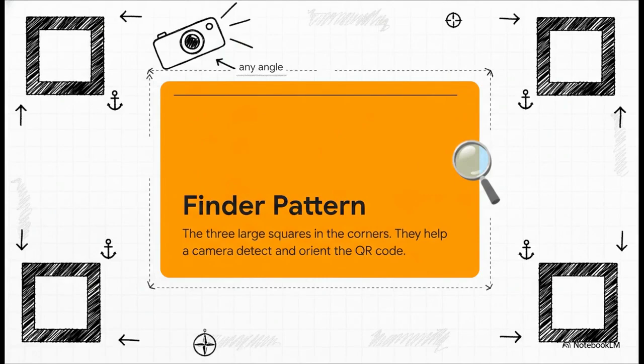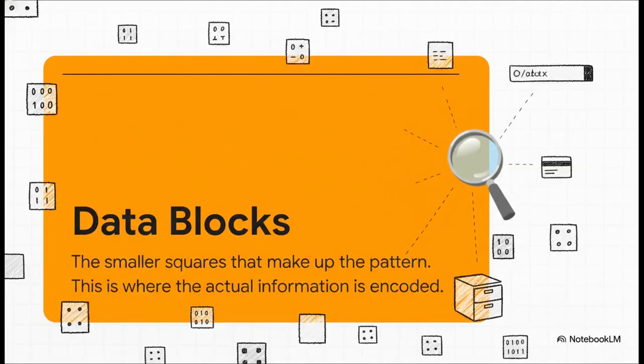See those three big, bold squares in the corners? Think of them like anchors or signposts. Their one and only job is to tell your phone's camera, hey, I'm a QR code, and this is the right way up. This is what lets you scan it from pretty much any angle and still have it work perfectly.